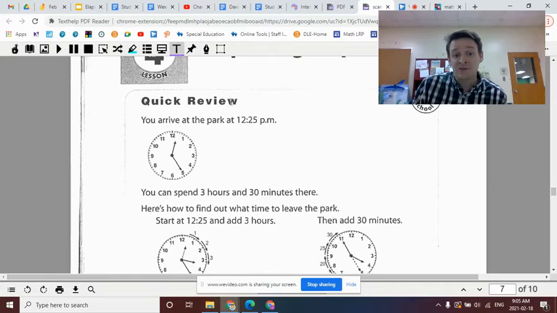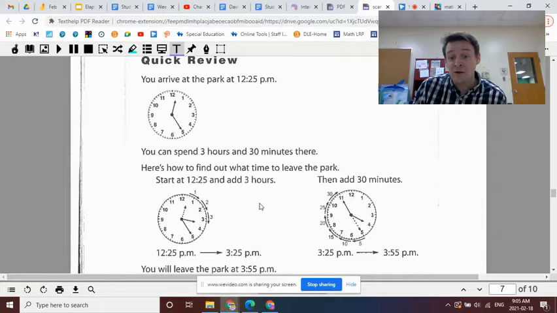So we're just going to start this activity by looking at this review question. It says you arrive at the park at 12:25 p.m. You can spend 3 hours and 30 minutes there. Now, how do you figure out what time you need to go home?